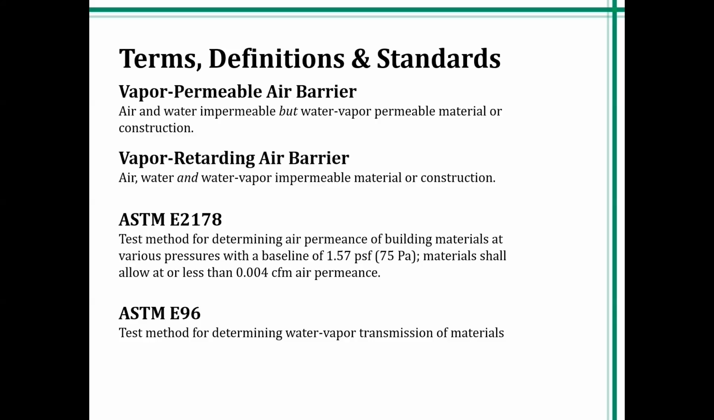ASTM E2178 is the standard test method for determining air permeance of building materials. It simply states that the material will resist air leakage at a rate of not greater than 0.004 cubic feet per minute at a 75 Pascal load, or 1.57 PSF. And E96 is the standard test method for water vapor transmission of materials. It evaluates how much water vapor, in the form of a gas, will migrate through said air barrier material.